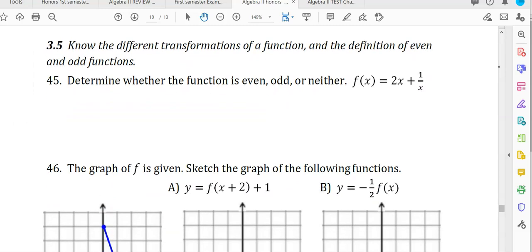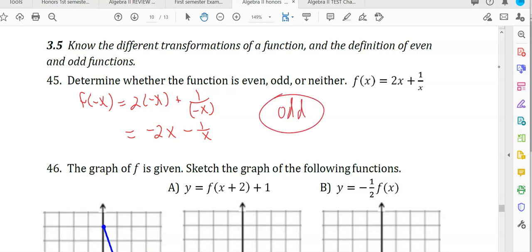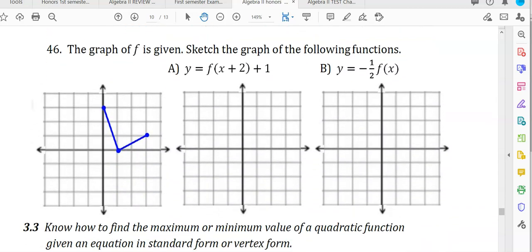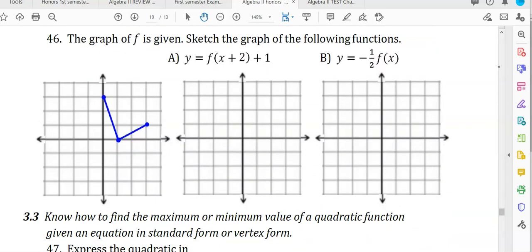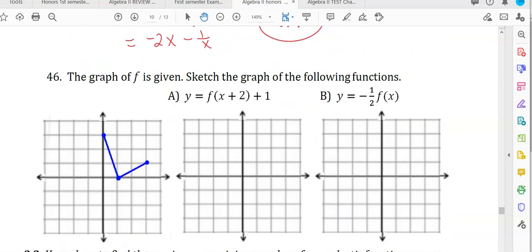Determine whether it's even, odd, or neither. So the plug-in there is negative x. So I'm going to plug in negative x and see what things change. So 2 times negative x, that's going to change, plus 1 over negative x. So this is going to become a negative 2x minus 1 over x. So everything changed there. So if everything changes, it is odd. Everything changed, so it's an odd function, which kind of makes sense because this is to the first power, but I was a little concerned about the denominator there. If you're not used to that, you just got to do the formula and see what happens. If it was the same, nothing changed in the signs, it would be even.